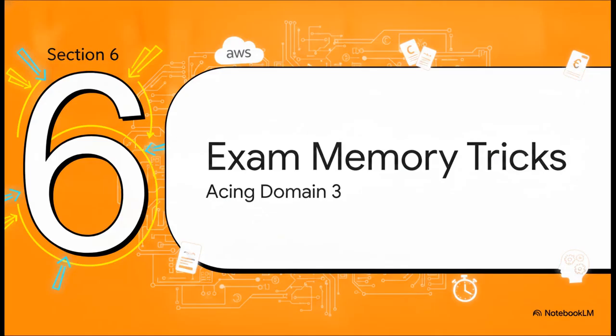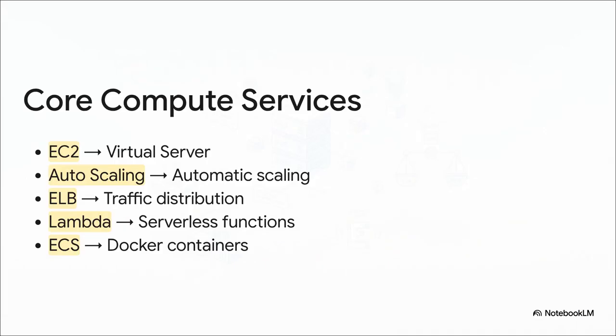Finally, Section 6, CLF-C02 Exam Memory Tricks. Get ready to lock these in. Okay, let's rapid fire through these essential keywords. When you see EC2 on the exam, instantly think virtual server in the cloud. When you see auto-scaling, your brain should immediately jump to automatically adds or removes instances based on demand. For ELB, or Elastic Load Balancer, the keyword is simply distributes traffic. If they ask you about serverless code execution or functions where you pay only when the code actually runs, that is Lambda. And if the question is about running AWS native Docker containers, you lock in ECS.